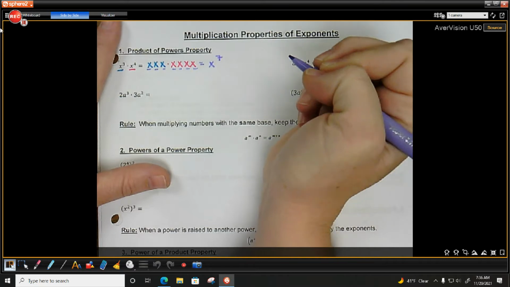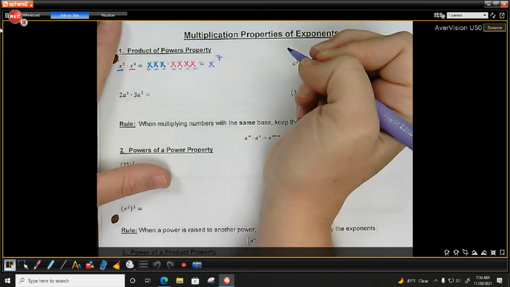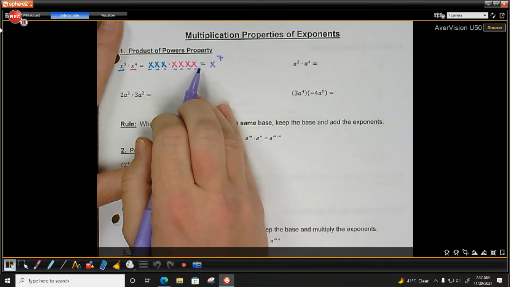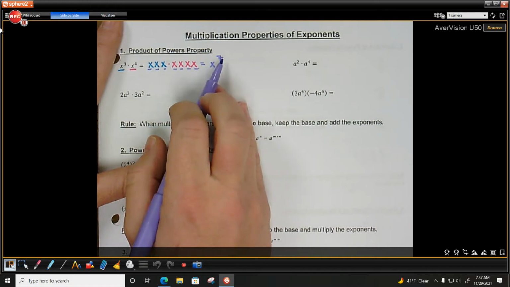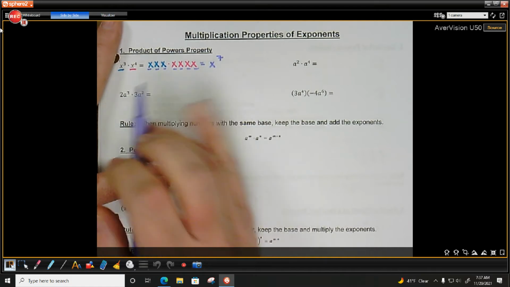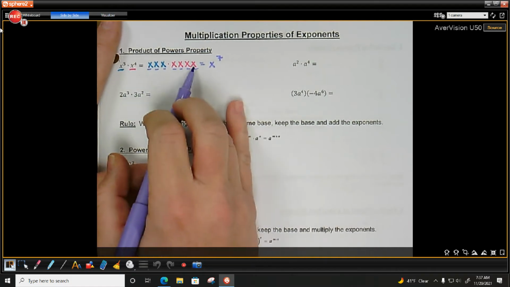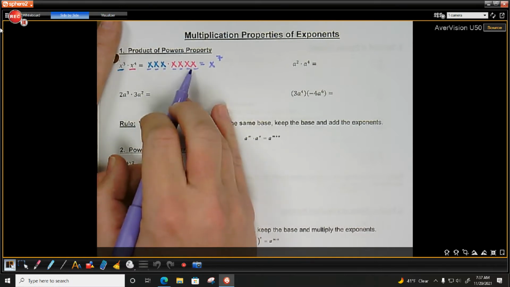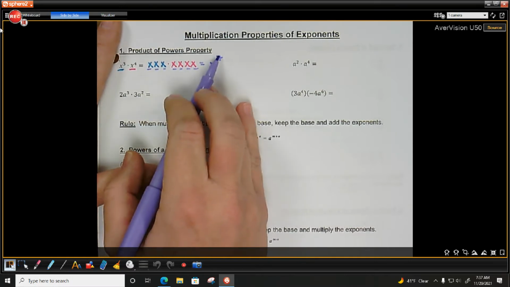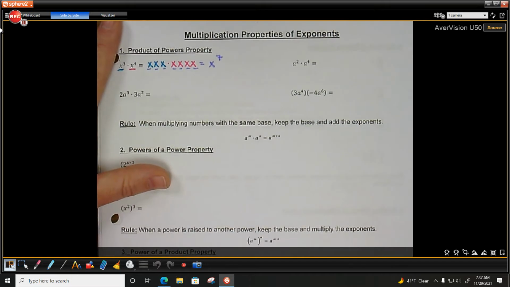Because remember, an exponent or a power tells you how many times you're multiplying something by itself. I have 7 x's here. So I have x with a power of 7. Okay? So we expand it so we can visually see how many we have, and then we count them up. There's 7 x's, so that becomes x to the 7th. Good?